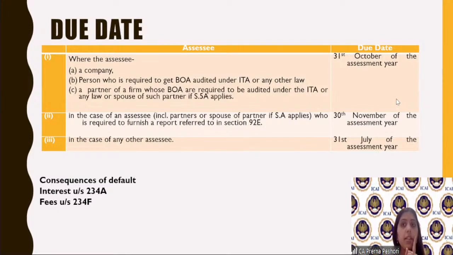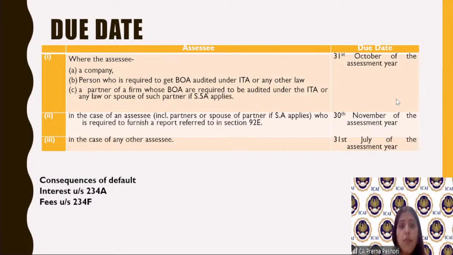As I said, if you are not filing your return of income, then there is going to be interest under 234A. There is going to be a fee under section 234F. There is going to be disallowance of losses. There is going to be disallowance of certain deductions, because certain deductions are to be claimed only if the return of income is filed within the time. Correct? Is that clear? Now let's proceed further.